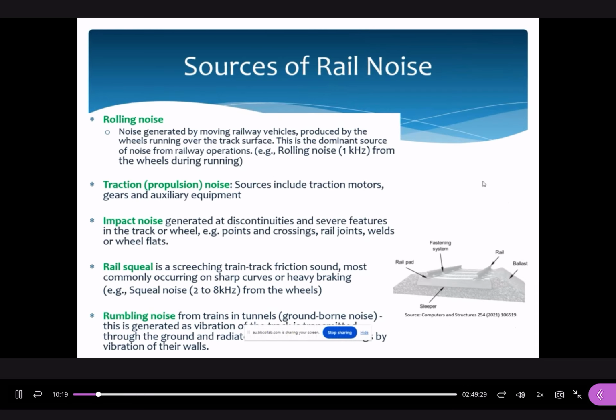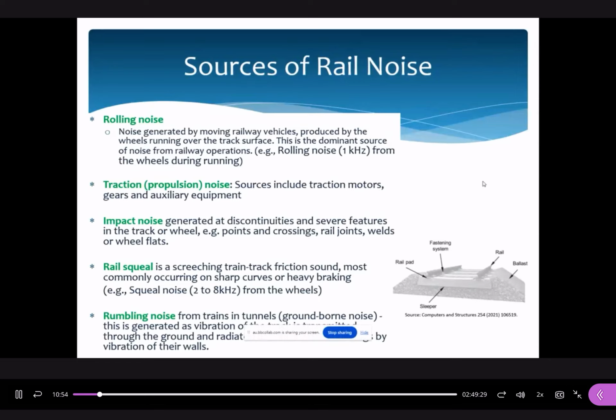So, sources of rail noise. This is the major source of rolling noise. What does it mean? It means the interactions between the rails and wheels. You know that both are metal structures, and when they are in contact, they can create noise effects. And the second one, this is the major source, and the frequency is below 1 kHz. This is the dominant source.